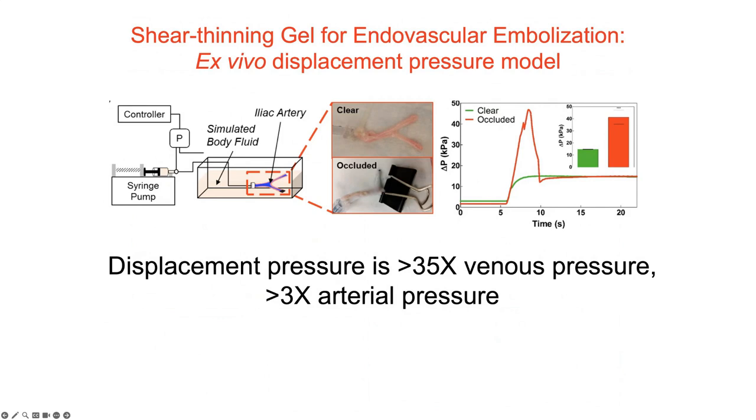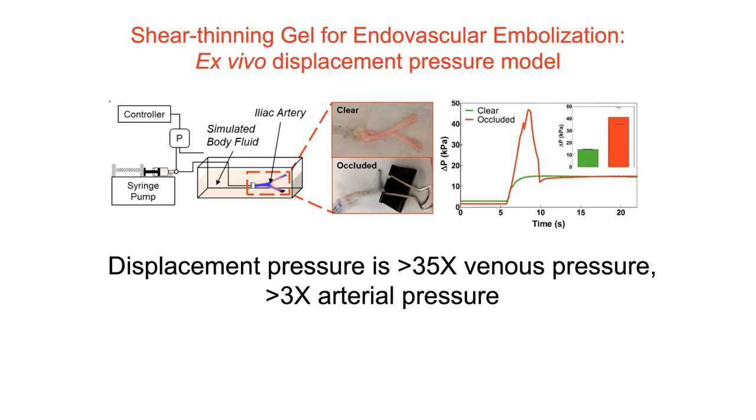So here, what you can see is the pressures involved to induce the embolization to break. And one of the things that you can see by looking at how much force you need is that you need basically many times the venous pressure or multiple times the arterial pressure to move some of these embolizations.